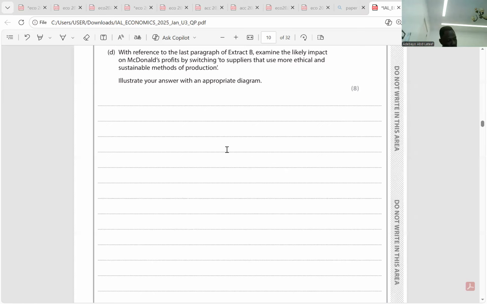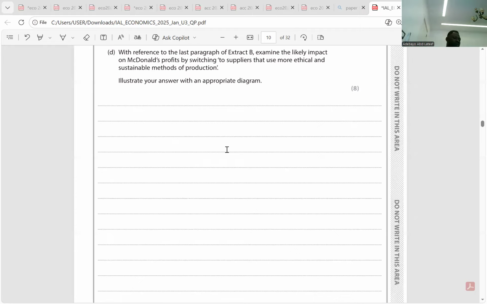There is likely to be a rise in cost and a rise in price. So to MC1. Okay. Average revenue stays. Okay.